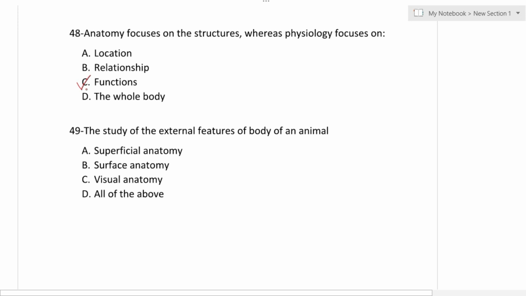Question number 49. The study of external features of the body of an animal. Option A, superficial anatomy. Option B, surface anatomy. Option C, visual anatomy. Option D, all of the above.